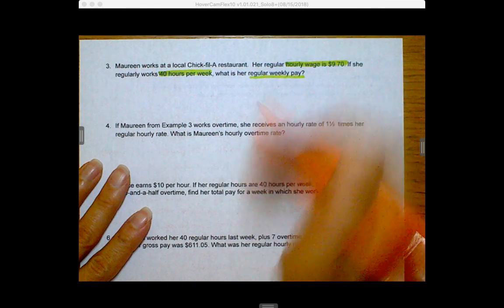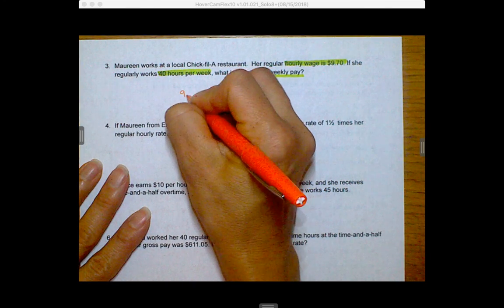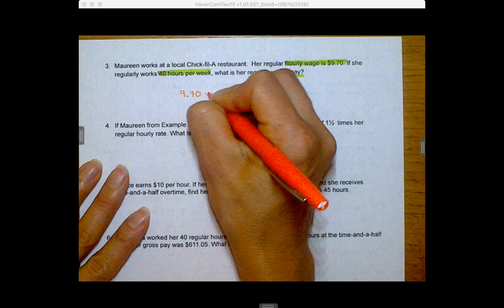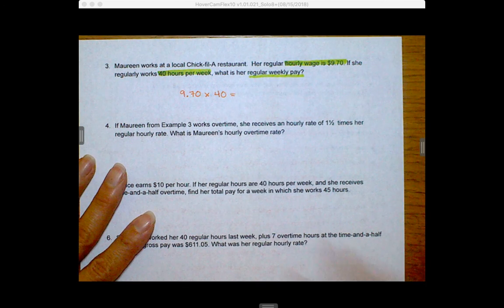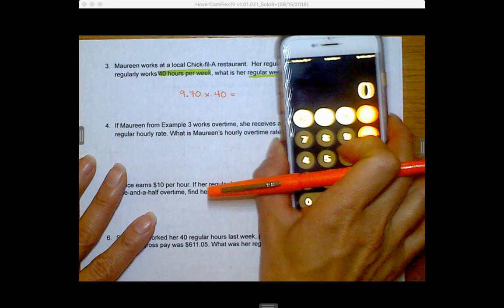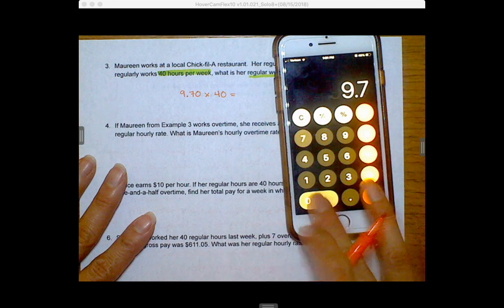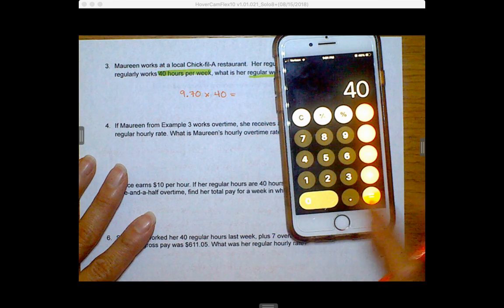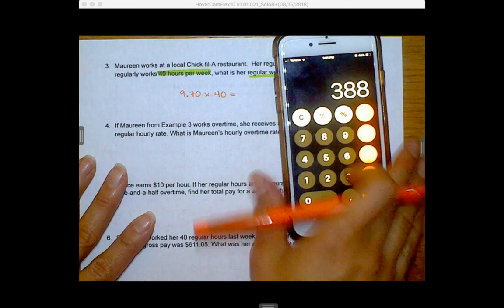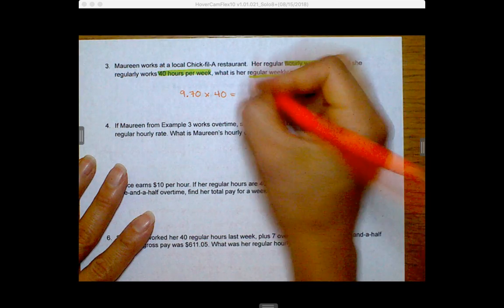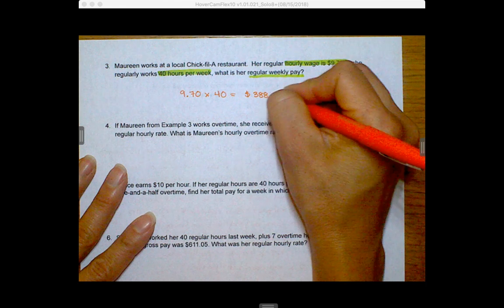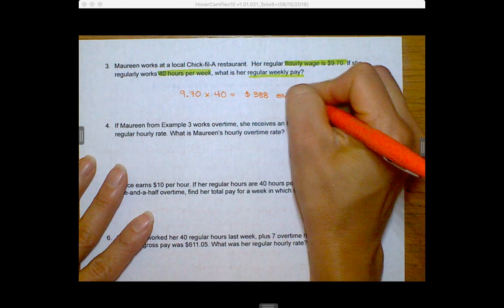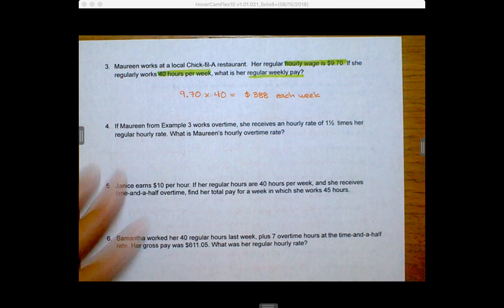Okay, so we're going to take her hourly rate and multiply by the number of hours she works each week to find her weekly pay. So I'm going to go ahead and get my calculator out. And I get $388. So this is how much she's making each week. That's how much she's getting paid.